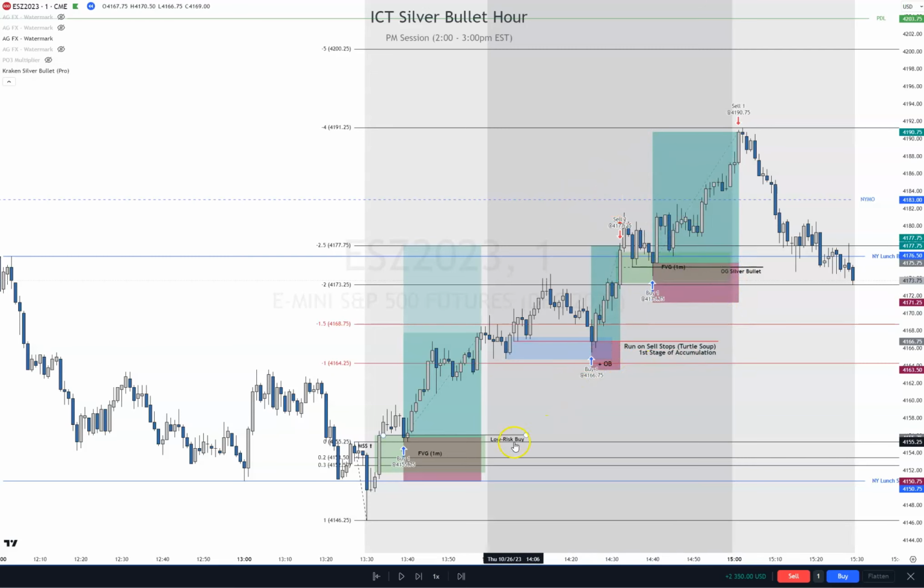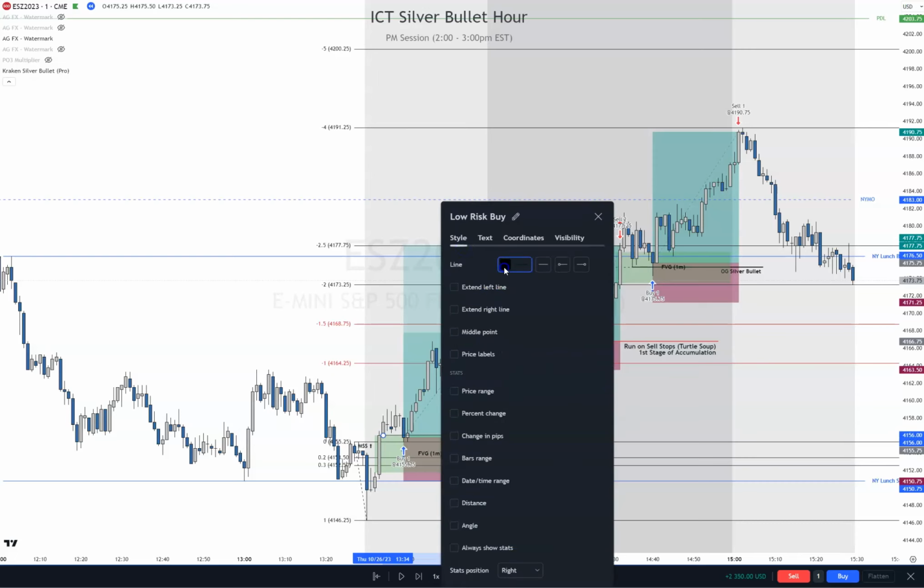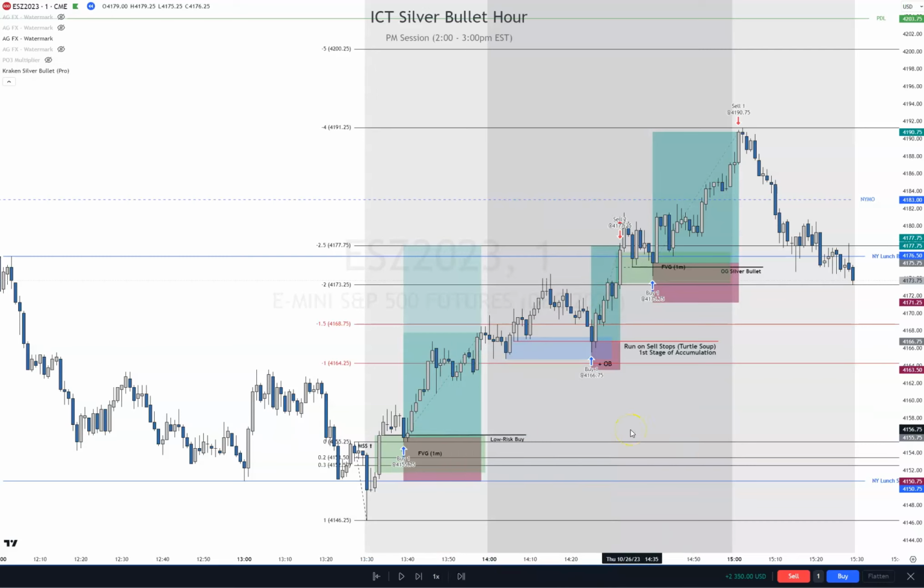There's your run on stops, and this is your low risk buy. So let's change that to this, like this. Okay. That's what I would say. That's your market maker buy model. There's your setups. So there are your 3 trades for the silver bullet hour. Well, 2 of them are silver bullet hour, one's not.